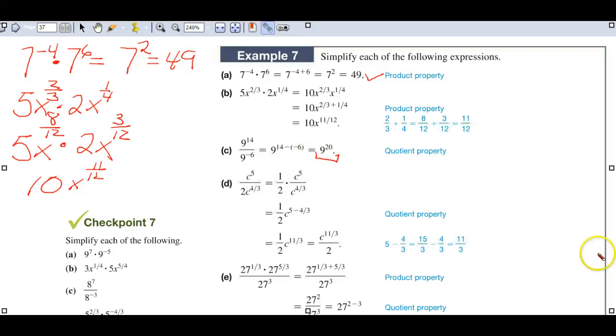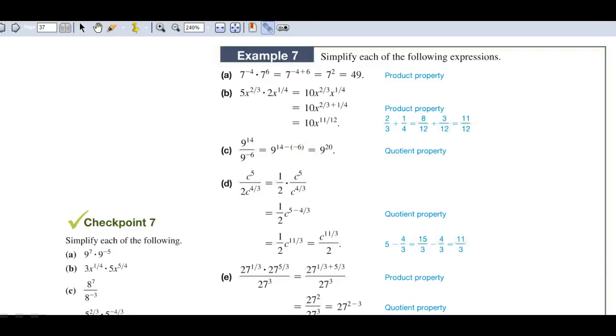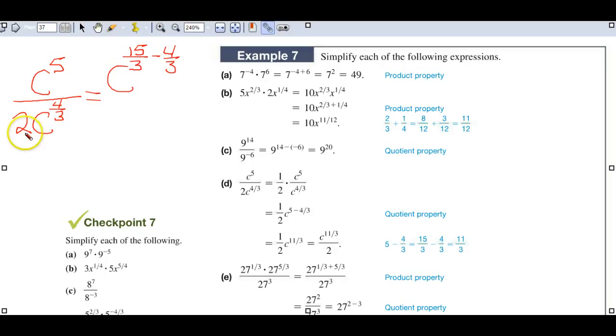And for letter D, let me set that up. Well, we're going to have to move this up. So when we do, what is 5 with a denominator of 3? Well, 15 thirds, that's 5, and minus 4 thirds. And so we get an answer up in the top of c to the 11 thirds. But in our denominator, we're going to get a 2.